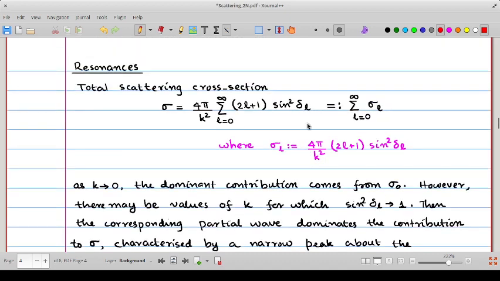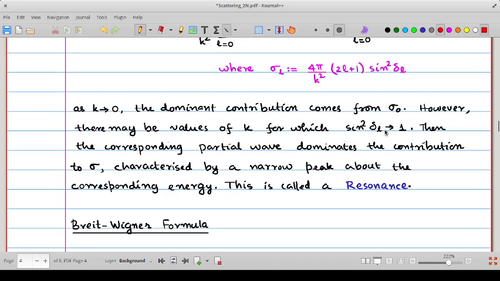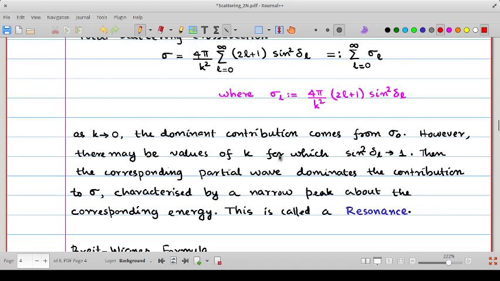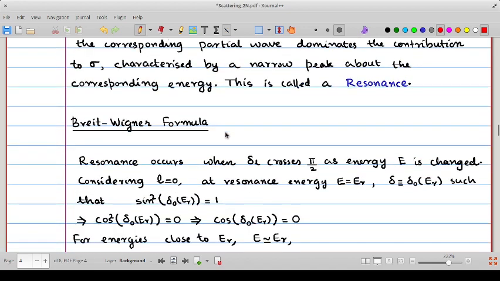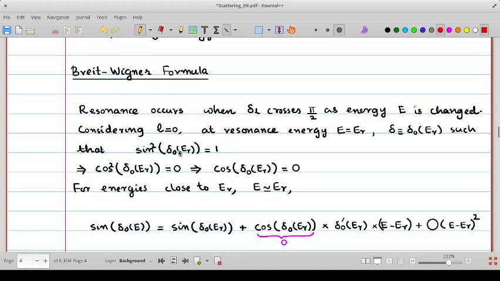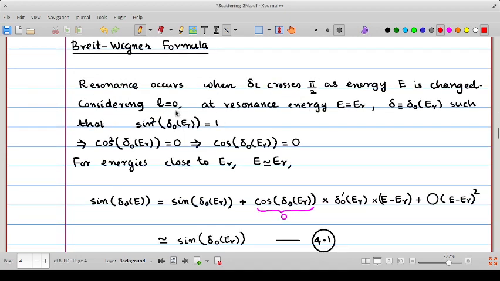However, there may be values of k for which a particular delta l is such that sine square delta l is 1. Then the corresponding partial wave dominates the contribution to sigma, and this will be characterized by a narrow peak about the corresponding energy, and such a peak corresponds to what is called a resonance. And the form of this peak in the scattering cross section is given by what is called the Breit-Wigner formula, which is obtained as follows.